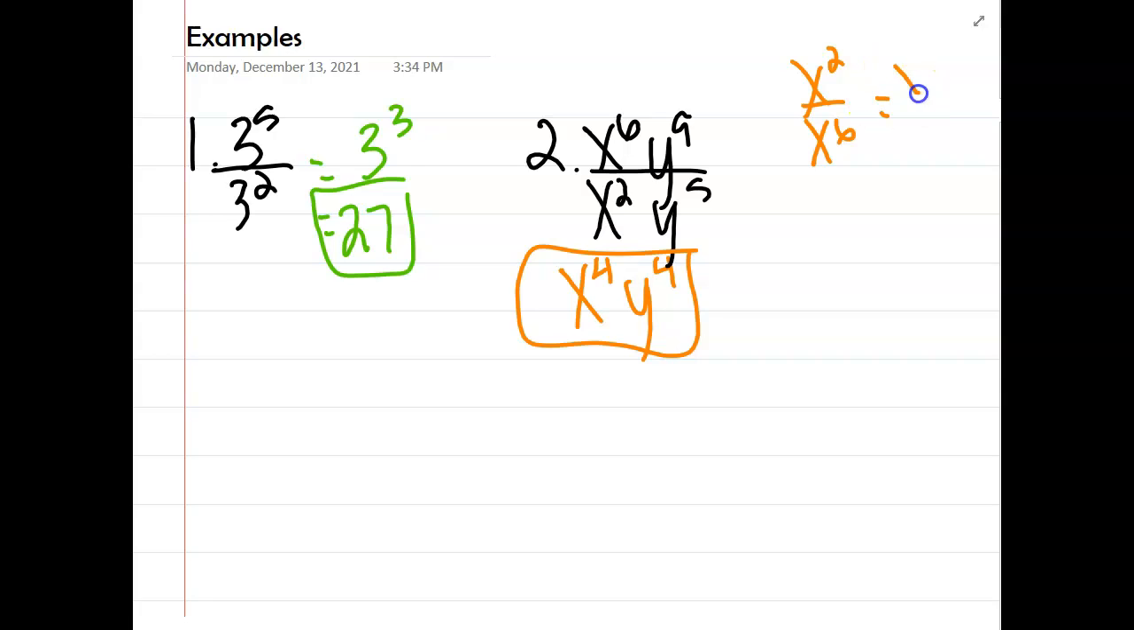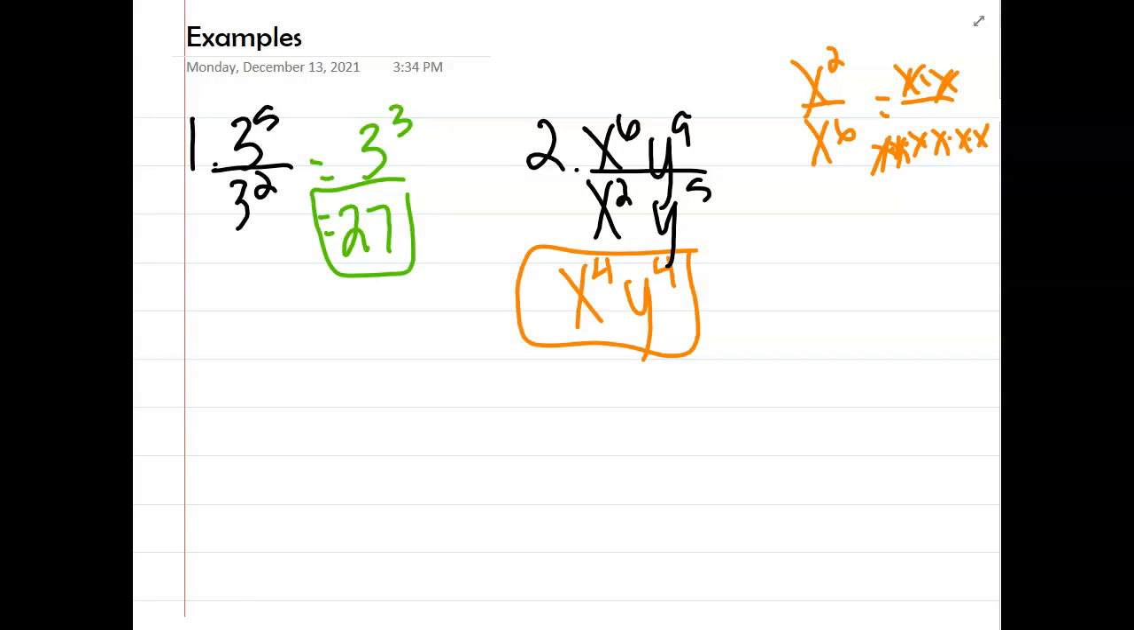Right? If you had x times x over x to the 6th, lots of them, right? Those are going to cancel out, those are going to cancel out, and you still have an x to the 4th, but you see how it's in the denominator? Okay? So, keep that in mind, because you are going to subtract the exponents, but the power is going to stay where the larger exponent was.